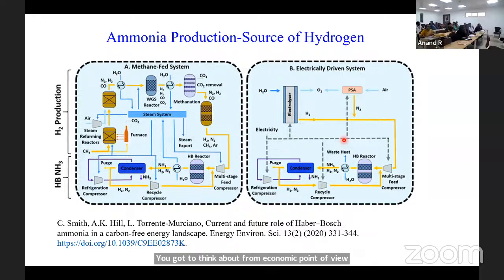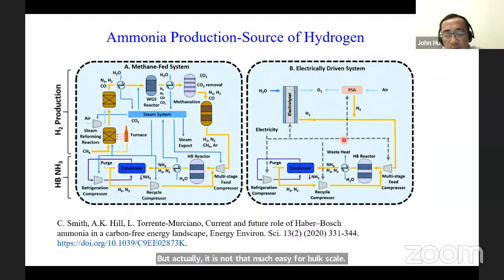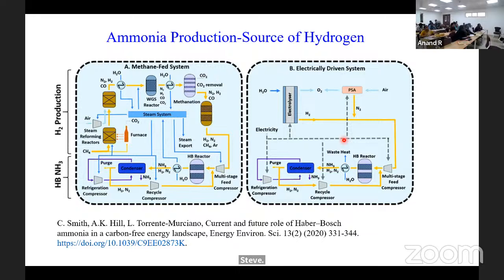Large-scale electrolysis to produce hydrogen is not as easy as you mentioned earlier. This looks like a simple schematic, but actually it is not that easy at bulk scale. We still depend purely on carbon-based ammonia synthesis, because compared to electrolysis, carbon-based synthesis is easy.